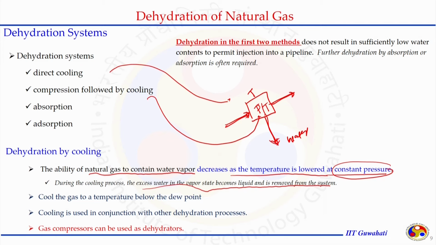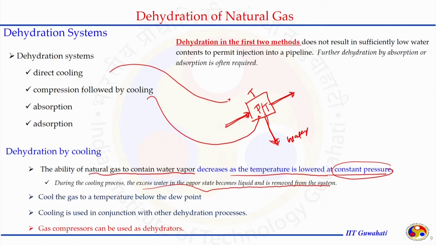Cooling the gas to a temperature below the dew point will give us more separation. Cooling is used in conjunction with other dehydration processes like the compression process, where compressing the natural gas will allow us to remove more water compared to just the cooling process. Similarly, performing the absorption and adsorption process along with the cooling will provide us better removal of water content from the natural gas. So, in that way we can consider the gas compressor as a dehydrator, because during the compression stage we are going to increase the pressure, and because of that the water will come out from the gas phase.